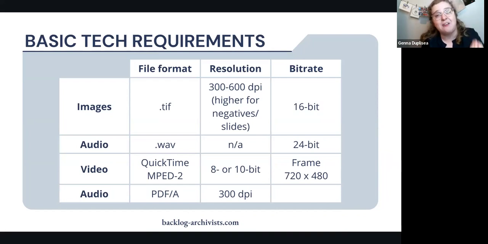So for text, a PDF/A is actually the best text format. Still scan at 300 DPI, so you can get really good definition on your text. A PDF/A is the archival PDF standard. PDF is where you use Adobe Reader or Adobe Acrobat to open. They used to not be editable, but now you can do a ton of stuff with Adobe.